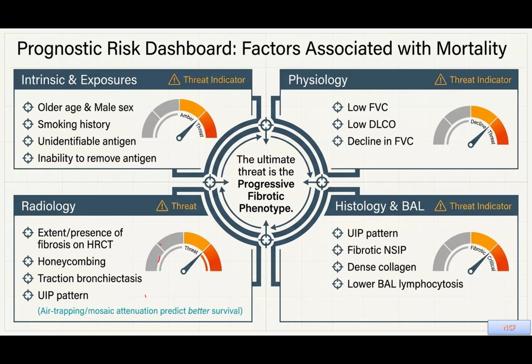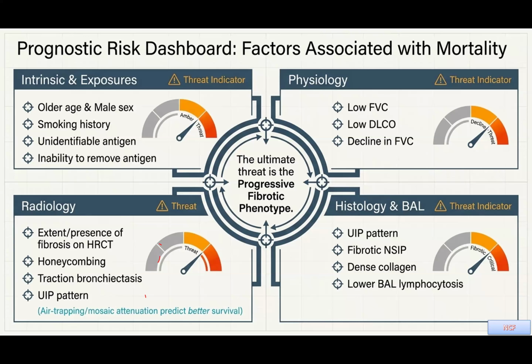Again, in radiology, if the fibrosis is present and extensive, if there is honeycombing, if there is traction bronchiectasis, or if there is a UIP pattern, then the prognosis is poorer. If there is air trapping or mosaic attenuation present, it predicts a better survival.